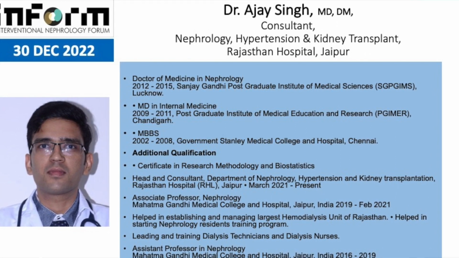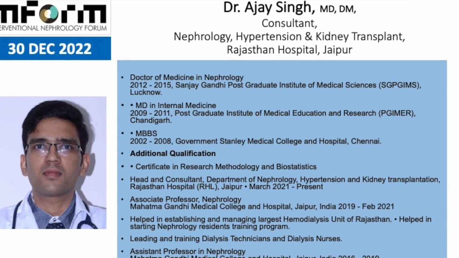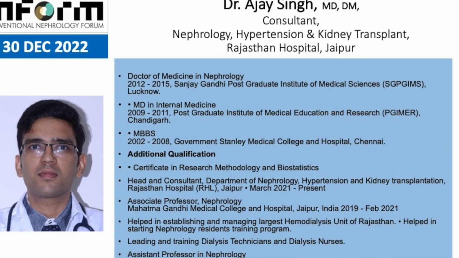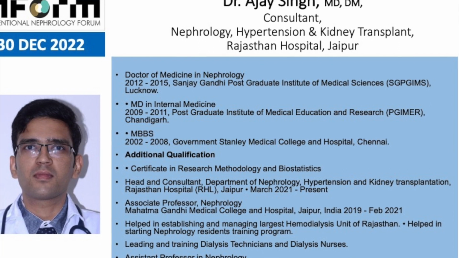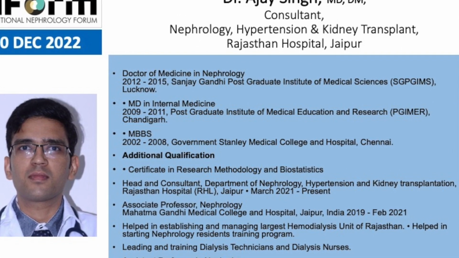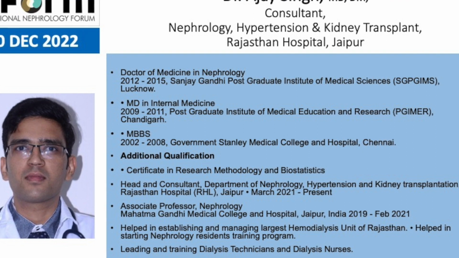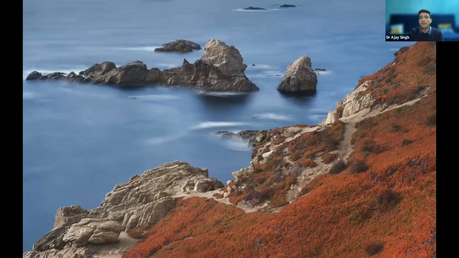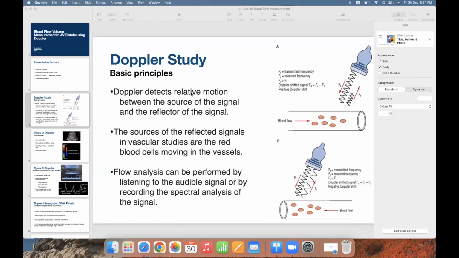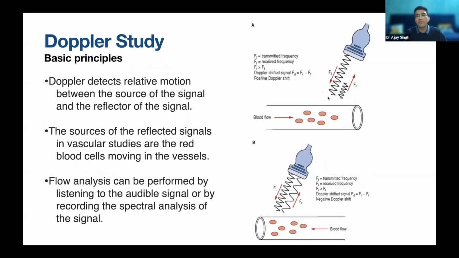To accurately do this blood flow volume measurement, we need to have some idea about the Doppler technology and the basic principles of Doppler. Then we will discuss the actual procedure steps of volumetric analysis and a short video demonstration of the procedure. Doppler basically detects the relative motion between the source of the signal and the reflector of the signal.